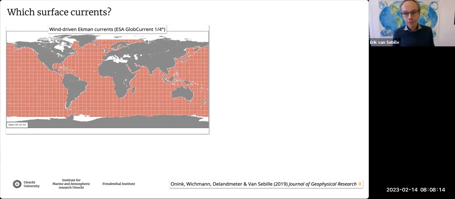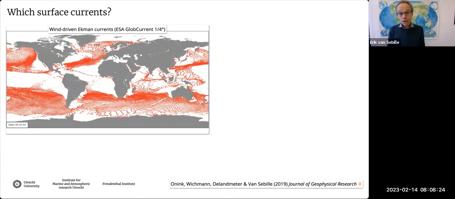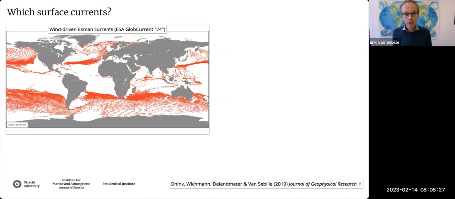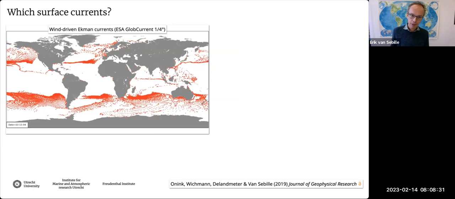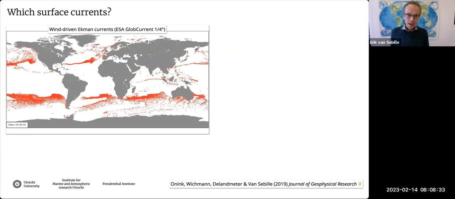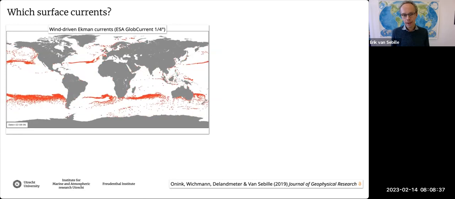And the first time I saw that, I was really amazed at what happens. I had not expected this. It looks something like this. What you see is that, yes, the tropics and the Southern Ocean are very quickly cleared by, indeed, Ekman transport. But in fact, even the gyres are almost entirely cleared by Ekman transport.